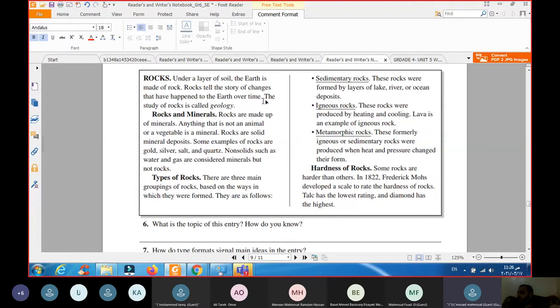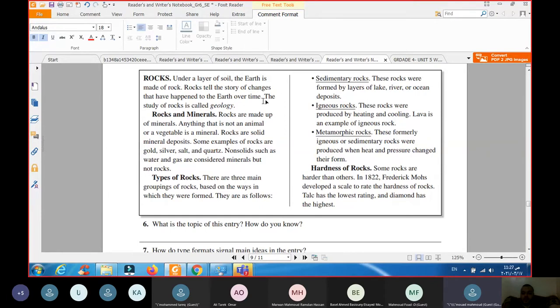Types of rocks. There are 3 main groupings of rocks based on the ways in which they were formed. They are as follows. Sedimentary rocks. These rocks were formed by layers of lake, river, or ocean deposits. Igneous rocks. These rocks were produced by heating and cooling. Lava is an example of igneous rock. Metamorphic rocks. These formerly igneous or sedimentary rocks were produced when heat and pressure changed their form.